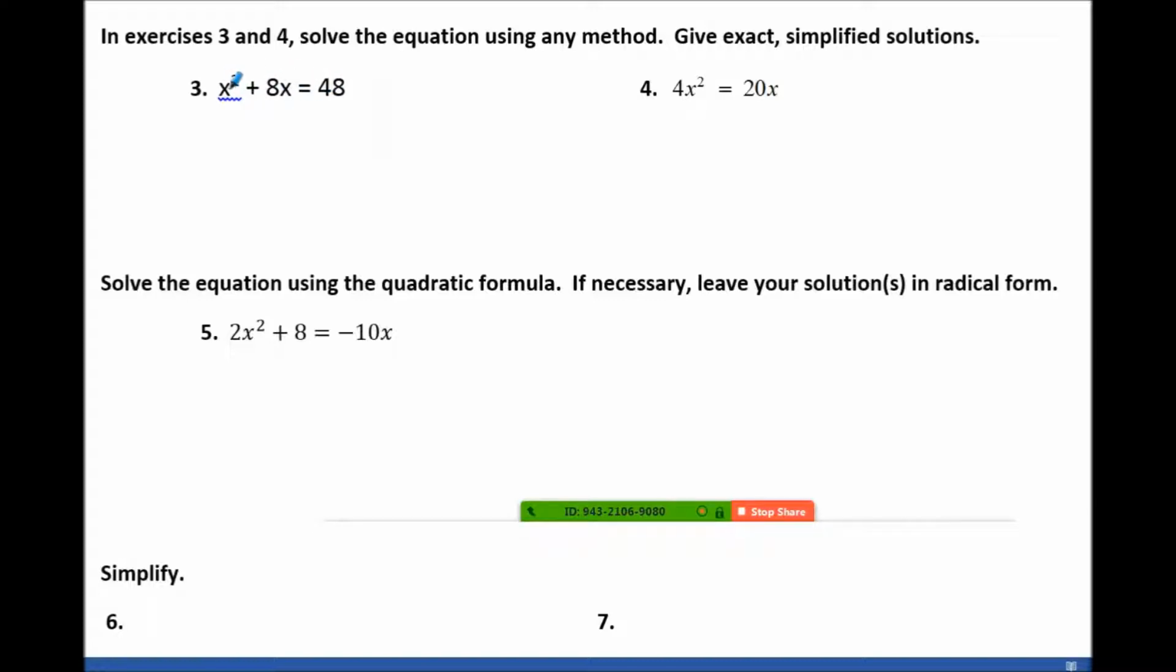Notice that x squared and x indicate this might be a quadratic equation in disguise. What's a quadratic equation? When it's in ax squared plus bx plus c equals 0 form. If I subtract 48 from both sides, I do get that form: ax squared plus bx plus c equals 0.